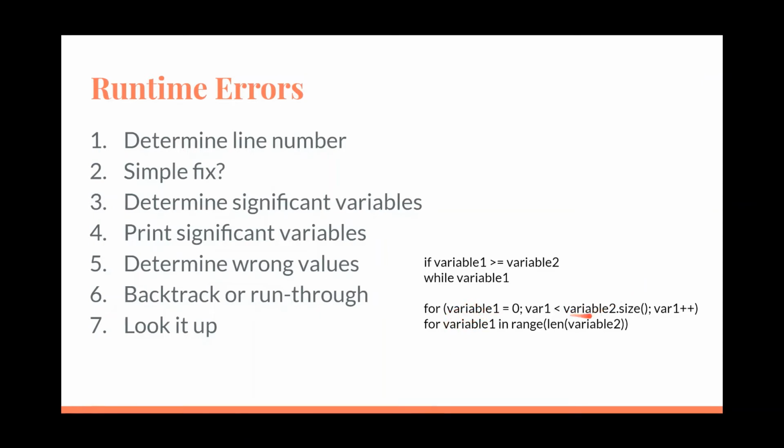However, variable 2 could throw an exception if for some reason it has the wrong value or if it's the wrong type of variable.